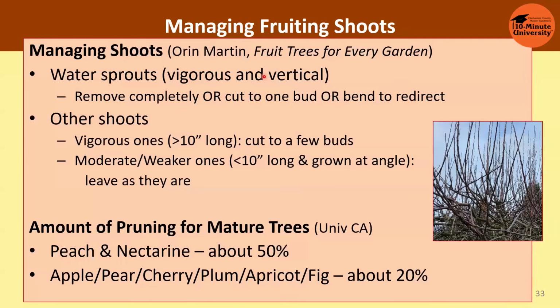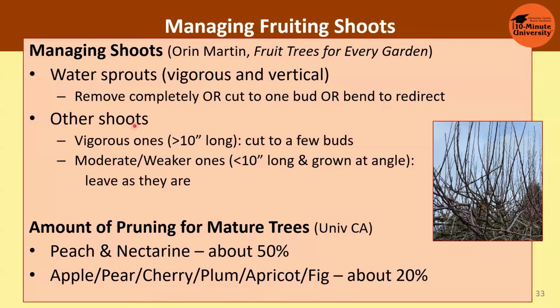Look at the shoots on your fruit tree. The ones that are vigorous, vertical, kind of scary looking, they are what we call water sprouts. You have three choices. You can remove them completely, you can cut it to one bud, or you can bend it down to redirect the energy and make it more productive.